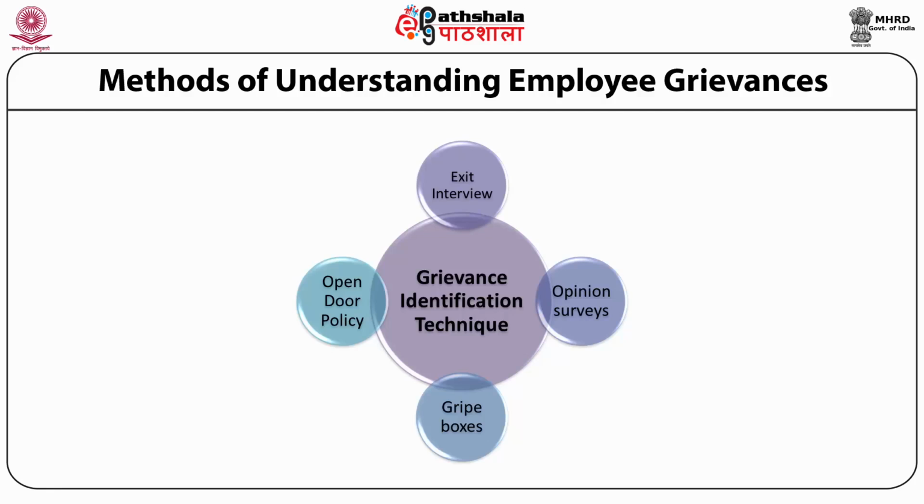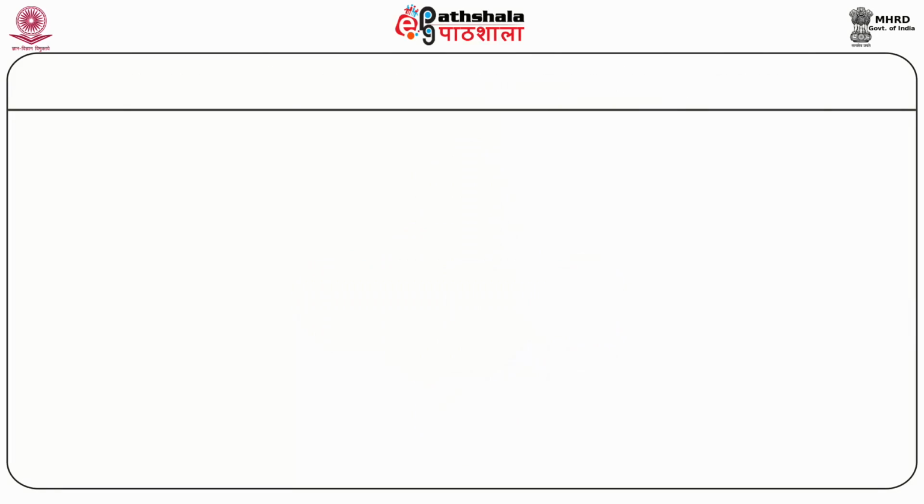their working culture. And in gripe boxes, we ask the employees to drop any suggestion that they want to give into the boxes, and with no name of theirs. That is, anonymously they can give the suggestions. And in the open door policy, the employees are open to talk to the top management, whatever problems they are facing in the organization.